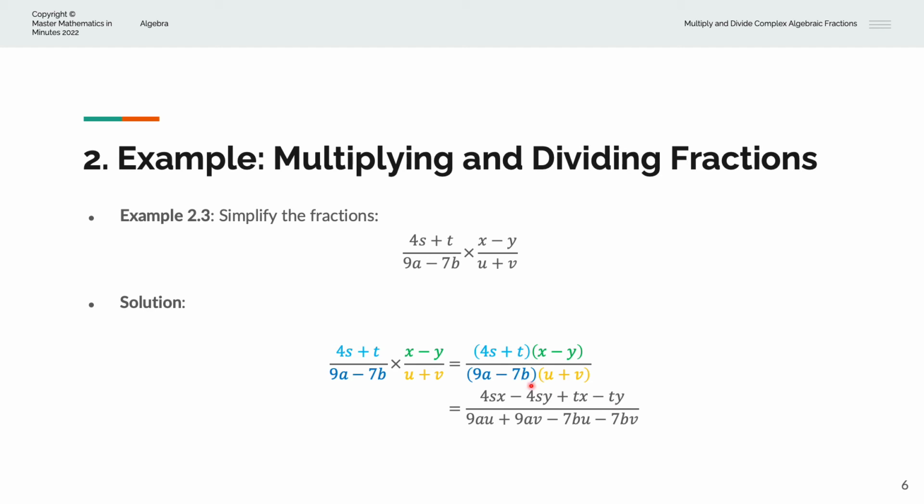And we'll expand the denominator as well. 9a multiplied by u is 9au. 9a multiplied by v is 9av. Minus 7b multiplied by u is minus 7bu. Minus 7b multiplied by v is minus 7bv.